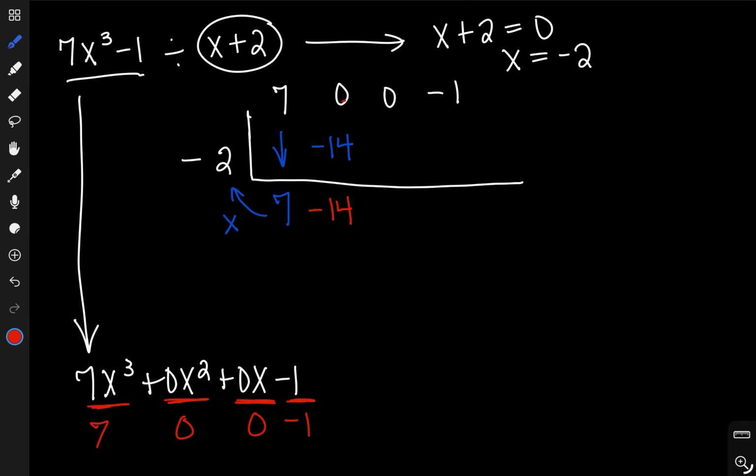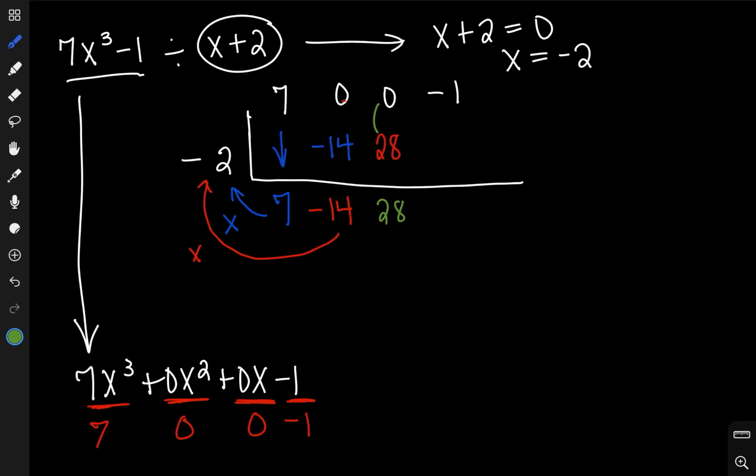We're going to do it again. We're going to take negative 14 times negative 2. So negative 14 times negative 2 is 28. Okay, different color. We're going to do these two. 0 plus 28, just 28.